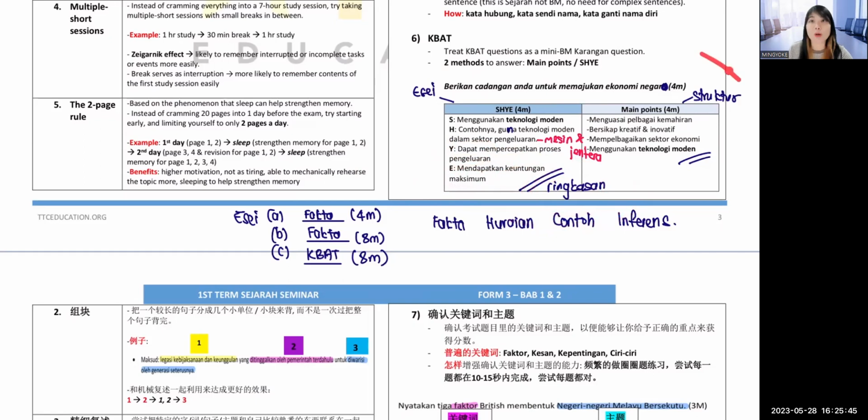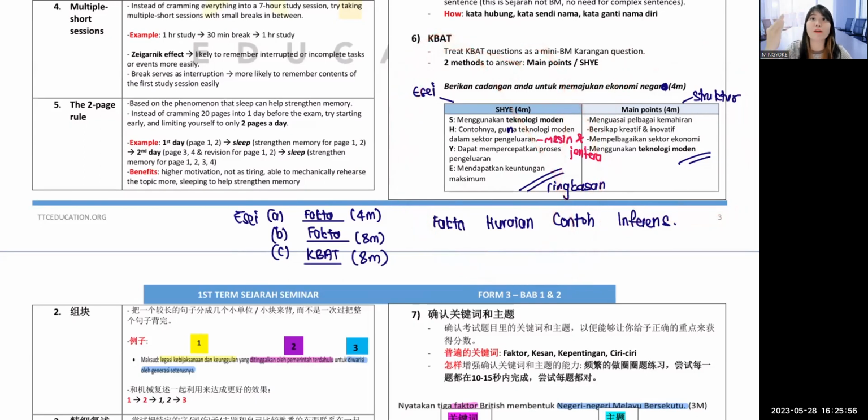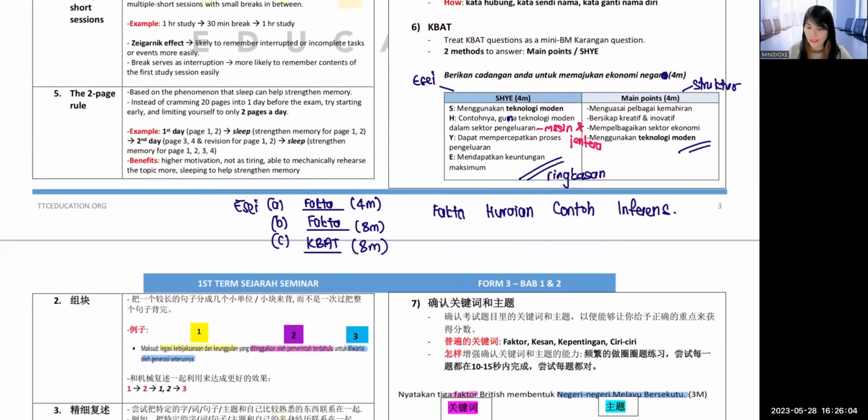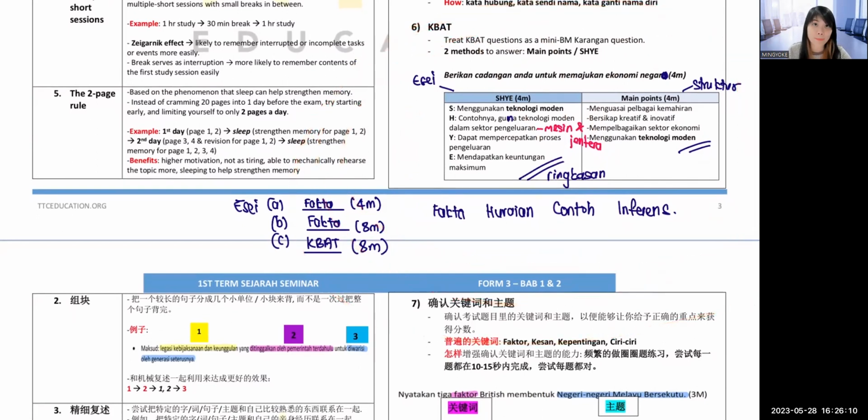Okay? So for structure, usually we use main point to answer all. But for essay, we try to make it into a paragraph ringkasan. Understand? Okay, can? Okay, good. So under this case, what happens next is that we're going to go into K-BAT explanation a bit first.